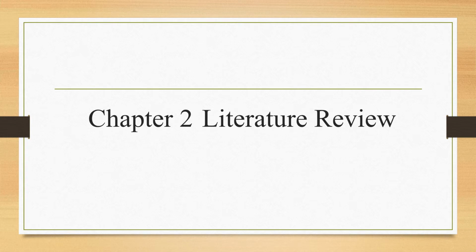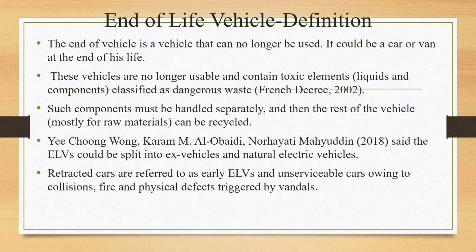Now I would like to present my Chapter 2 Literature Review. An end-of-life vehicle is a vehicle that can no longer be used. It could be a car or van at the end of its life. These vehicles are no longer usable and contain toxic elements such as liquids and components classified as dangerous waste by French Decree 2002.